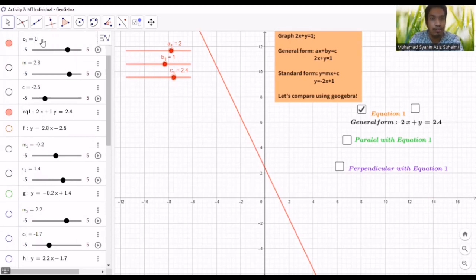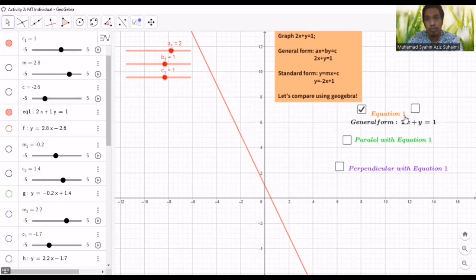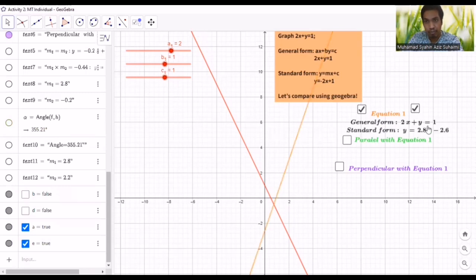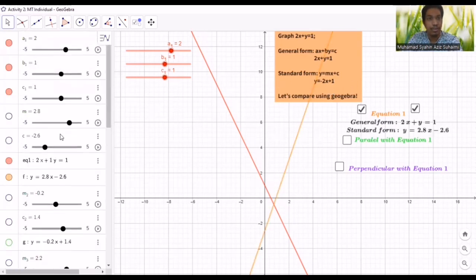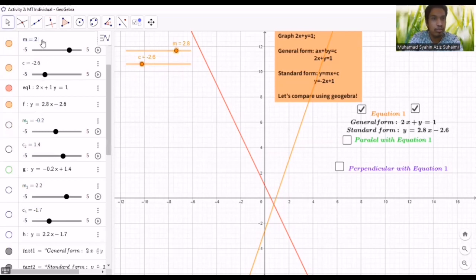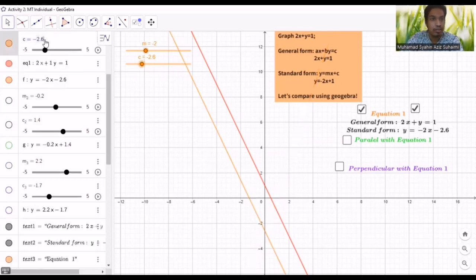C equal to 1. Okay. So that is for the general form. So that is the graph of the general form. And for the standard form, this is M equal to -2 and C equal to 1. So M equal to -2, and C equal to 1. That is the graph for the standard form.